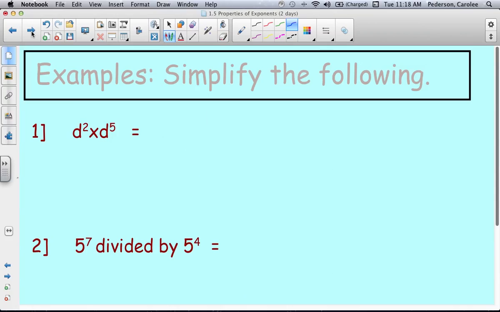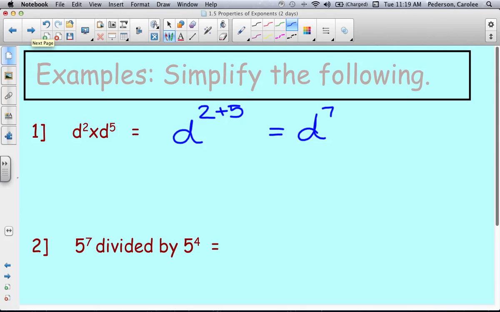What we're going to do on the next few slides is use these properties to simplify exponentials. So the first example we have is d squared times d to the fifth. And we want to use those properties from the last two slides. One of the properties says if I have an exponential raised to some power with that same exponential base raised to a power, then I can add those exponents together. So I can add the 2 and the 5 together. So I get d to the 7th.